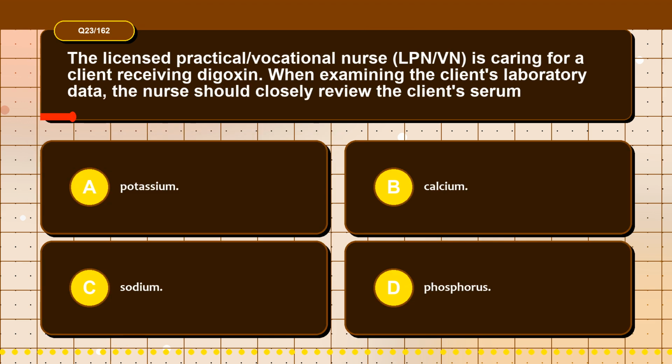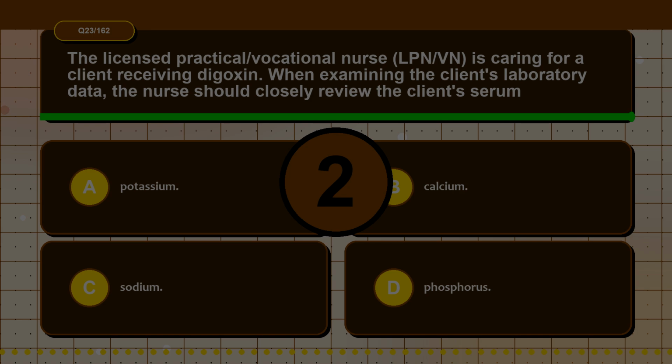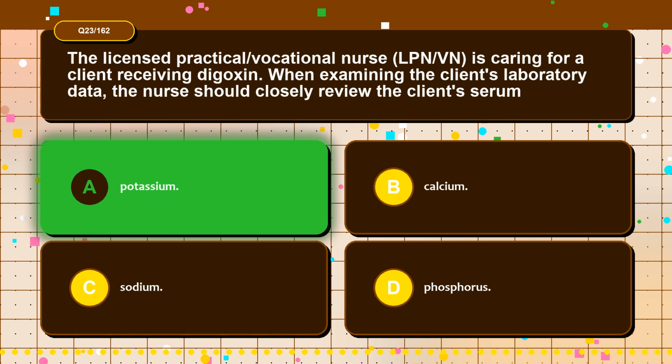Question 23. The licensed practical/vocational nurse, LPN/VN, is caring for a client receiving digoxin. When examining the client's laboratory data, the nurse should closely review the client's serum. Here are the options. Option A, potassium. Option B, calcium. Option C, sodium. Option D, phosphorus. The correct answer is option A, potassium.